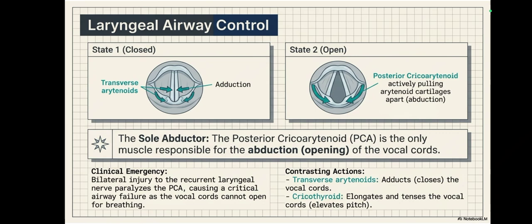Now this is about laryngeal muscles and laryngeal airway control. In the larynx, the posterior cricoarytenoid, PCA, is the lifesaver because it is the only one that abducts, or opens, the vocal cords, whereas the transverse arytenoids are adductors, meaning they close the vocal cords. So PCA is the sole abductor.